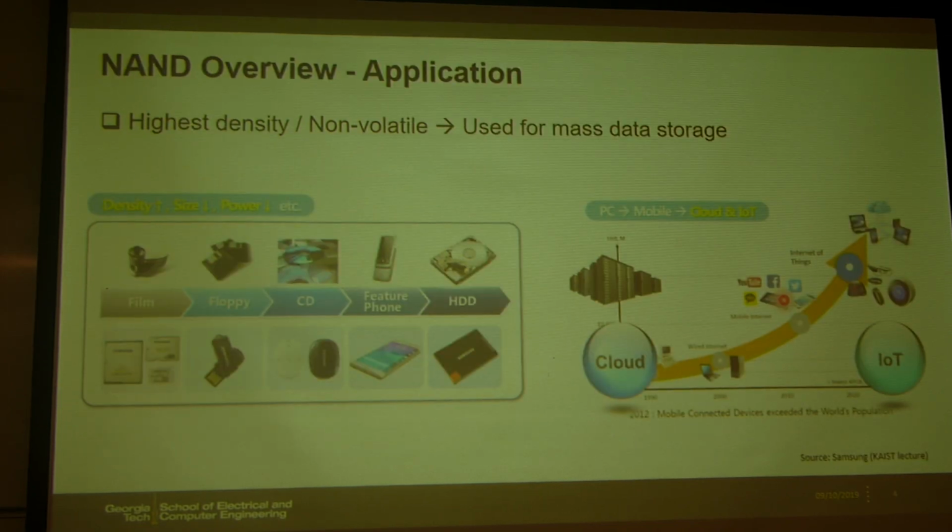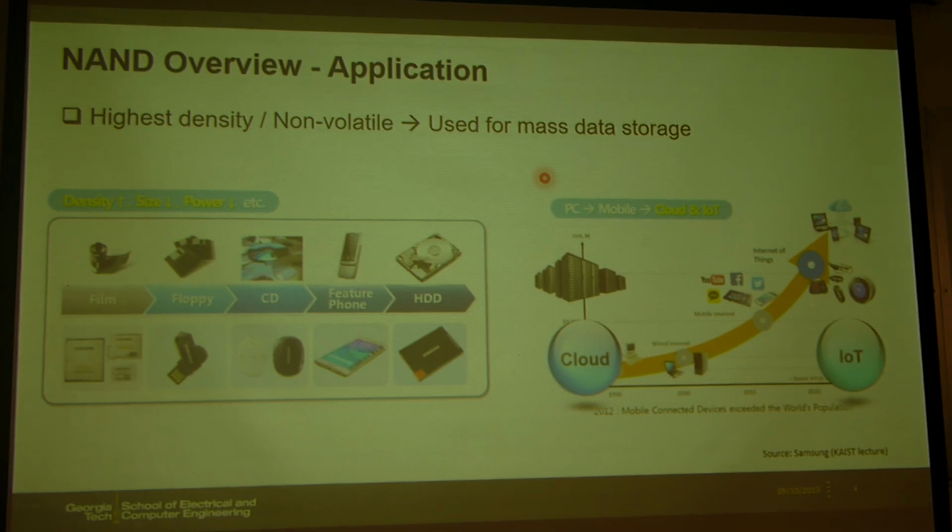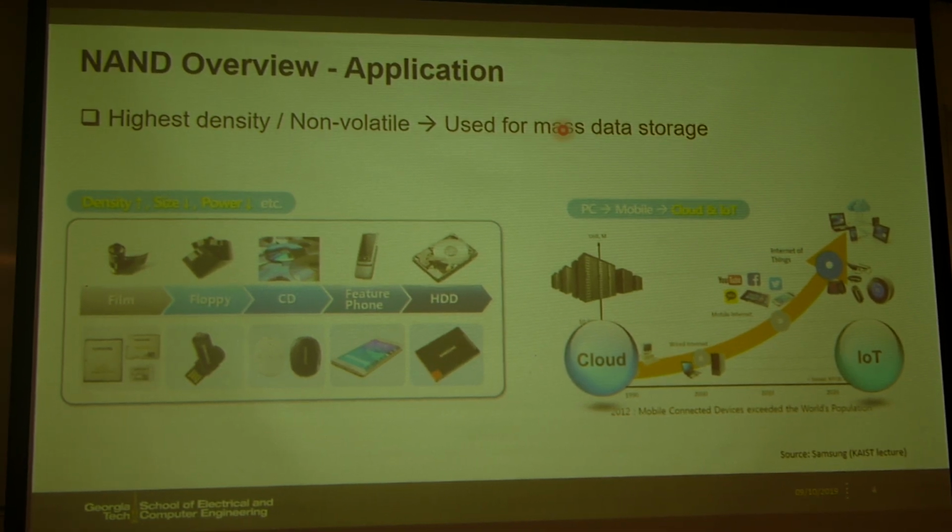Okay, so this is the overview. NAND Flash has the highest density among all silicon-based memory devices, compared to DRAM, SRAM, or any other memory devices. And the other characteristic is that it is non-volatile. You know what is non-volatile?